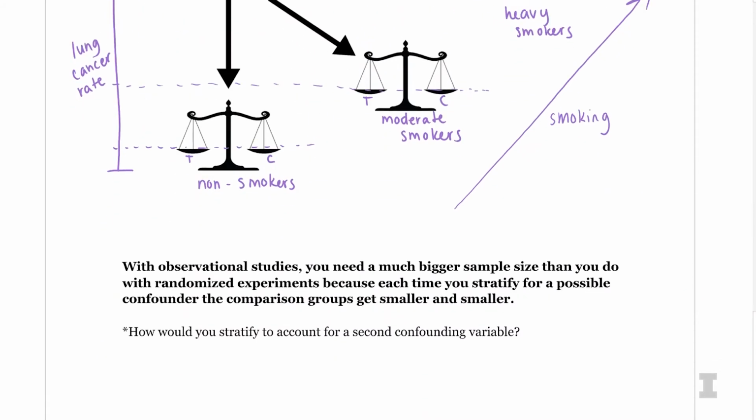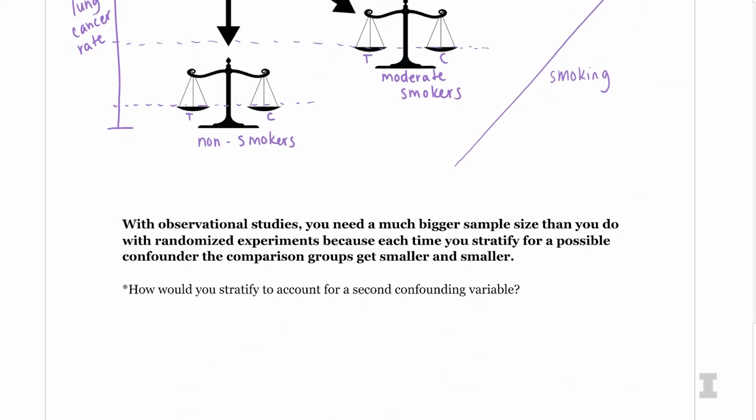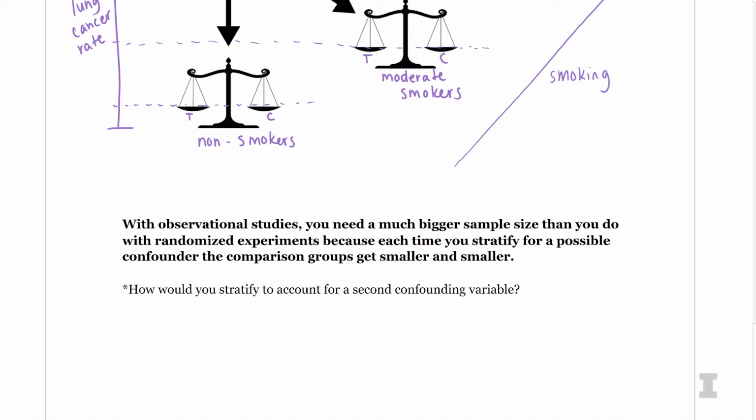At the end here, it says with observational studies, you need a much bigger sample size. And you'll see this a lot. Sometimes you'll have tens of thousands of people in observational studies, because we know we'll probably have to adjust for confounders and do something like stratification. And every time you stratify, your group gets smaller and smaller.